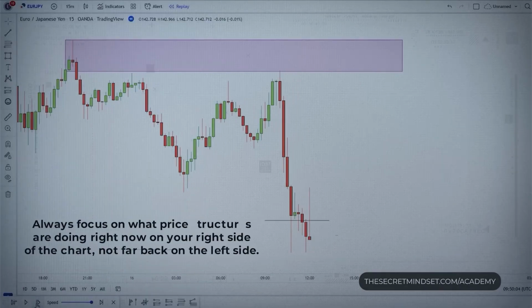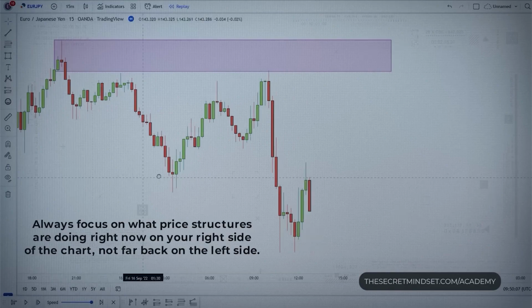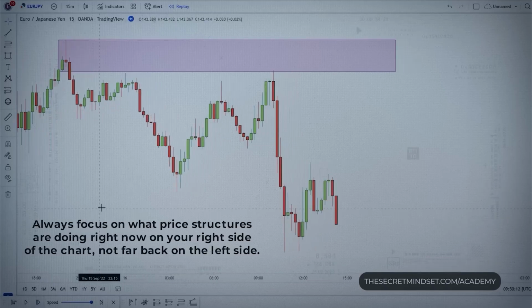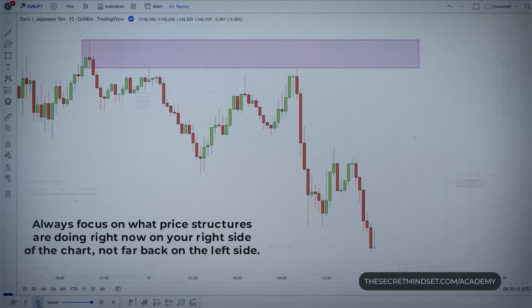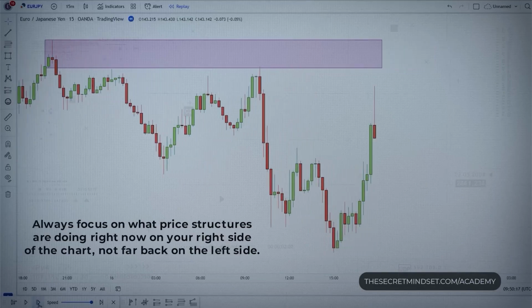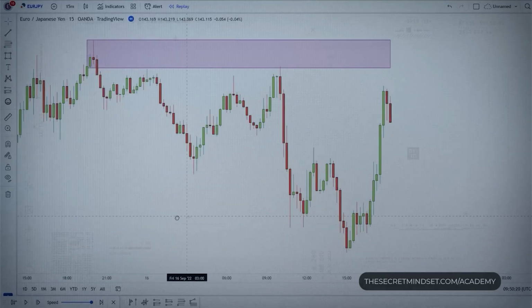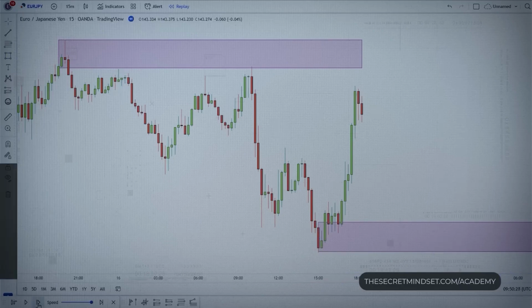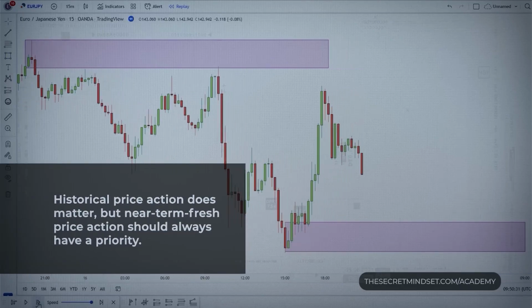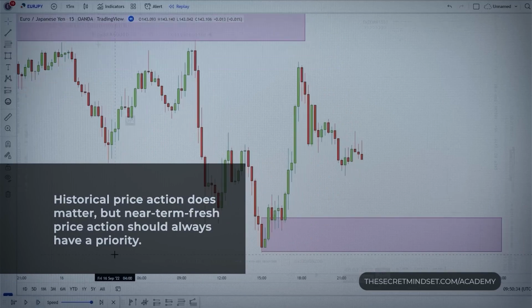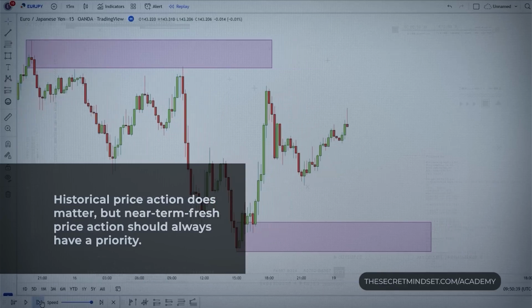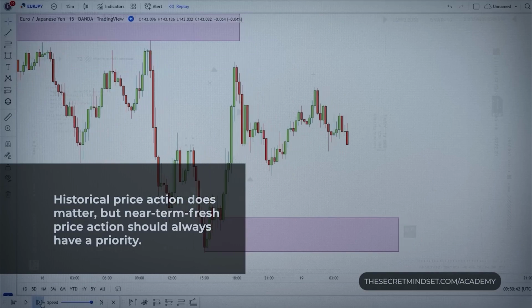So, simple rule, always focus on what price structures are doing right now on your right side of the chart and not far back on the left side. Fresh order flow will be found in the newly formed structures. If you want to be quick in spotting rotations, that is absolutely a must to understand. So focus on the right side over the left side of the chart. Make this a priority. Sure, historical price action does matter, but near-term fresh price action always should have a priority.